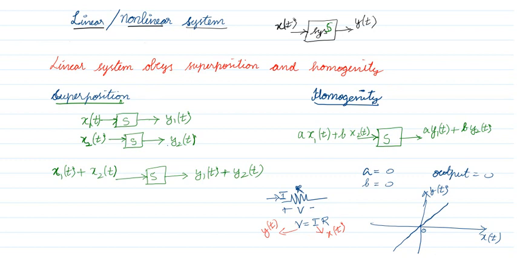And one more important observation, if we make A as 0, B as 0, what happens? A is 0, so y1 of t into 0 is 0. B is also 0, so y2 of t into B is 0. So the output is 0. So for any linear system, when the input is 0, the output should be 0. You can observe here V equal to IR. When the input I is 0, voltage is also 0. So if you look at the plot between the input and the output, definitely it should pass through the origin. What does this origin indicate? x of t is 0 means y of t is also 0. When the input is 0, output should be 0. So any linear system will definitely pass through the origin. Input and output relation will pass through the origin. If you look at the examples, you can get a better idea. We'll look at the examples next.